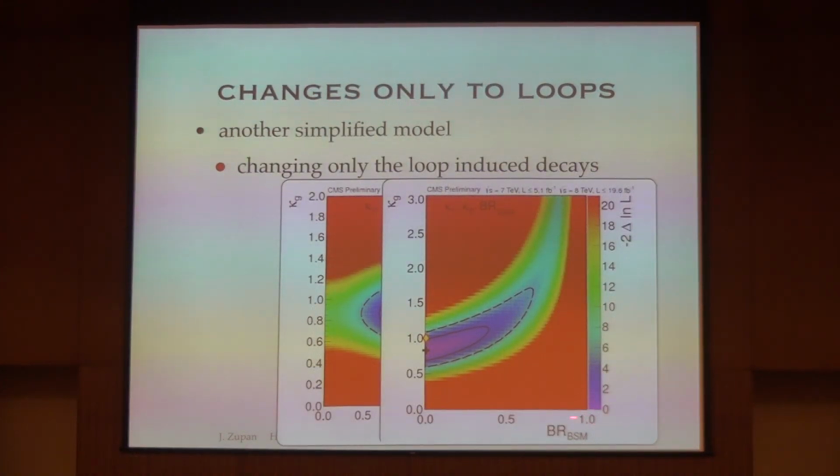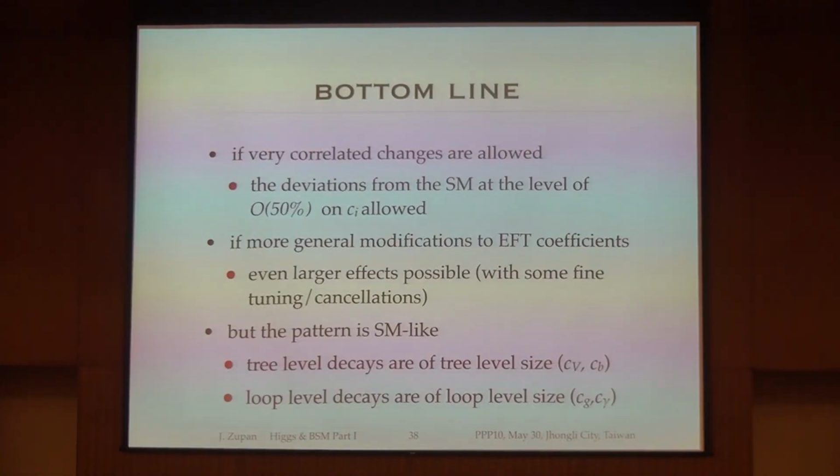You could also look at the invisible width, denoted by branching into the BSM. And you see that you're driven to a small invisible width versus the coupling to the gluon. So this would be the standard model. There are no extra decays, and the data really prefer no extra decays. Okay, so the bottom line is very correlated changes. If these very correlated changes are allowed, the deviations from the standard model are at the level of 50%.